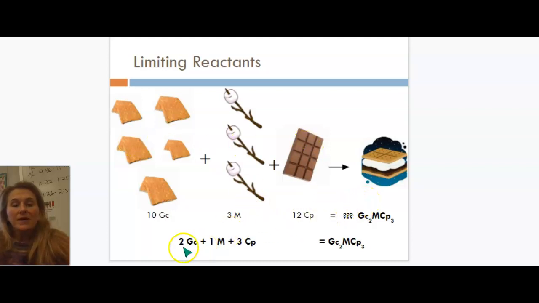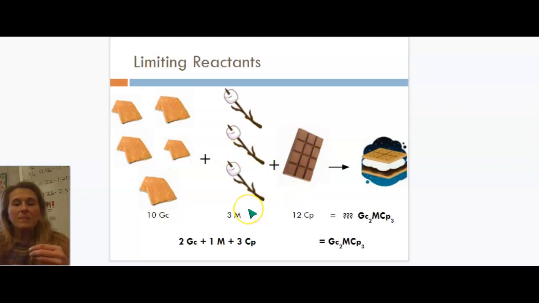Well, by using our chemical equation down here, we see that we can only make 3 s'mores because we only have 3 marshmallows. So in this scenario, marshmallows would be our limiting reactant. They are determining how much product we're going to end up with, and they are the reactant that will be used up entirely. There won't be anything left over. Meanwhile, we'll have an excessive amount of graham crackers and chocolate pieces.